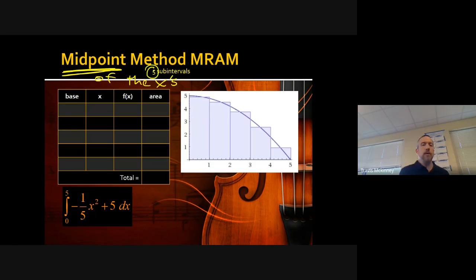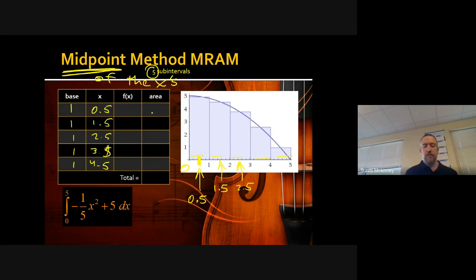So we're going to do the midpoint method with 5 intervals. The base is still 1 because the width of all those rectangles is still 1. But I don't use 0 or 1. I use the point that's halfway in between 0 and 1. And then I don't use 1 or 2. I use the point that's halfway in between 1 and 2. I don't use 2 and 3. I use the point that's halfway in between. So the x values that I use for this one are 0.5, 1.5, 2.5, 3.5, and 4.5.